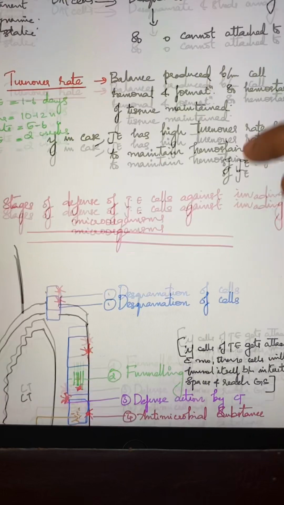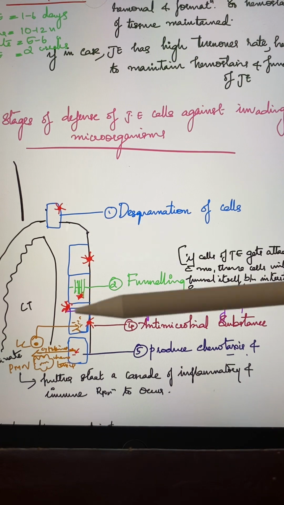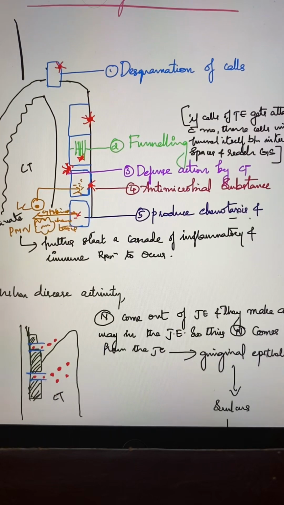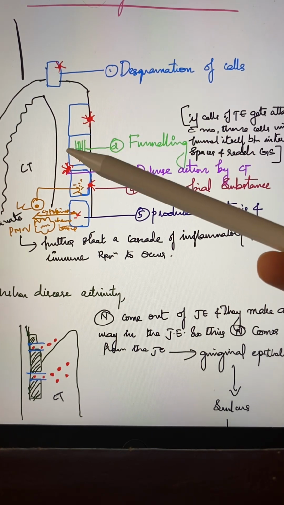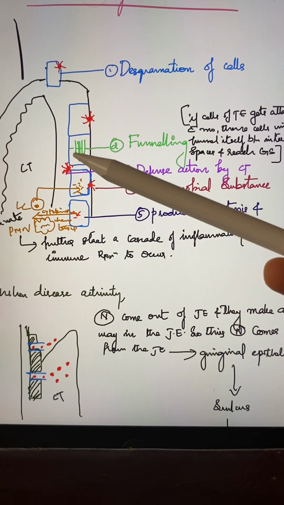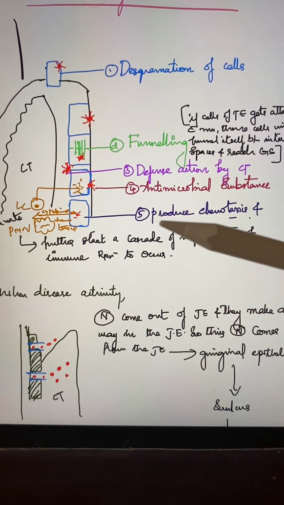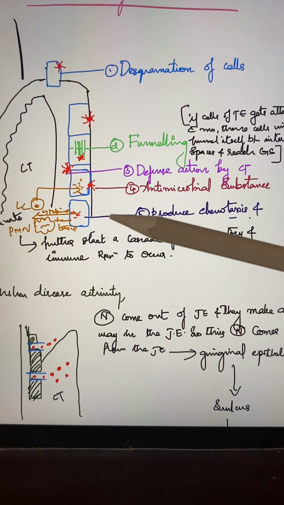Now we will discuss the stages of defense of junctional epithelial cells against invading microorganisms. The desquamation of DAT cells is the first process of defense. Then we can see funneling. If cells of the junctional epithelium get attached to the microorganism, these cells funnel themselves through the interstitial spaces and then reach the sulcus. In that way we can protect against the organism. That is another method.